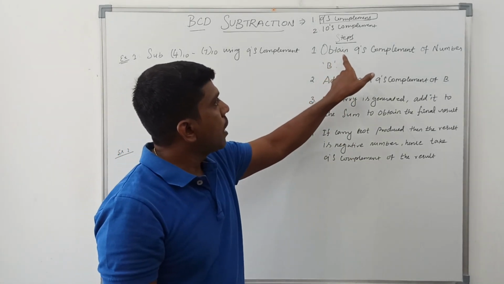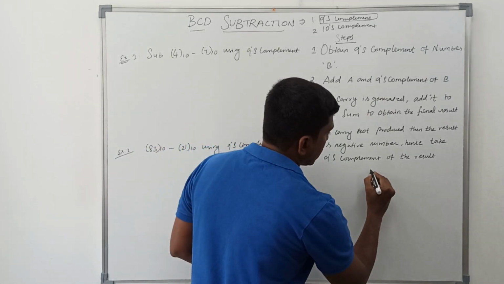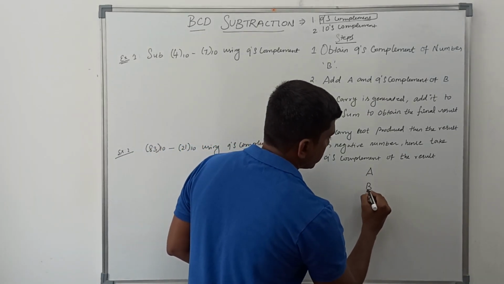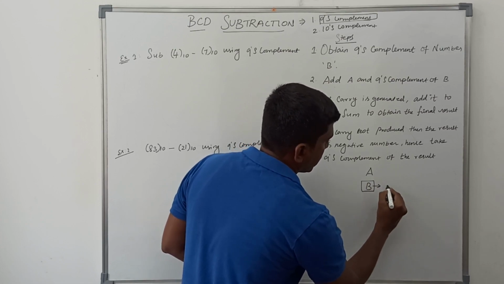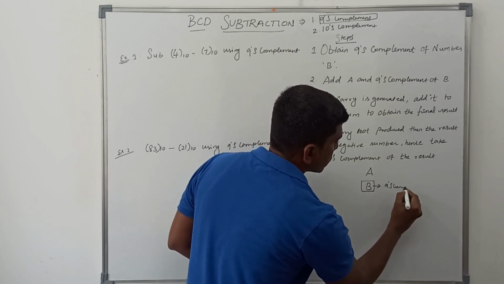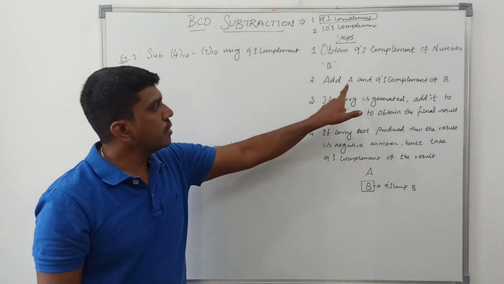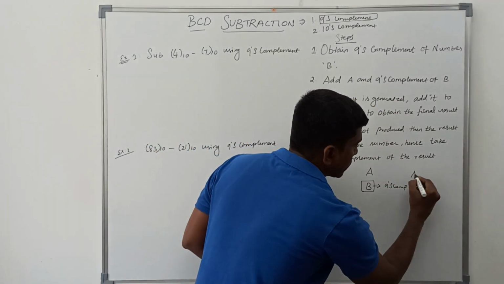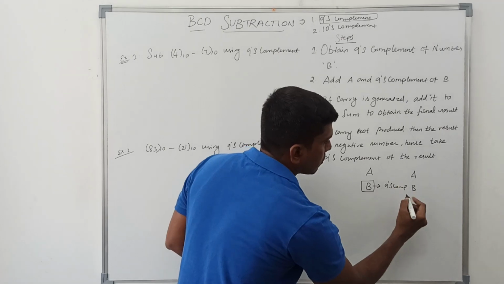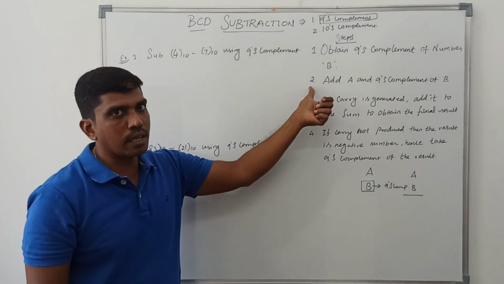First step, obtain the 9's complement of number B. Let me consider two numbers, A and B. Take the 9's complement of B. Then the second step, add A and the 9's complement of B. After taking the 9's complement, that value is added to A. So A plus 9's complement of B is the second step.